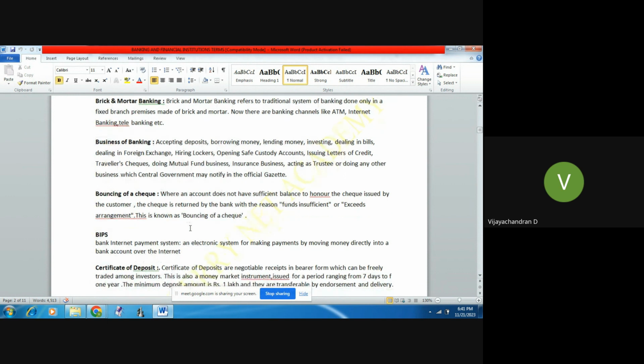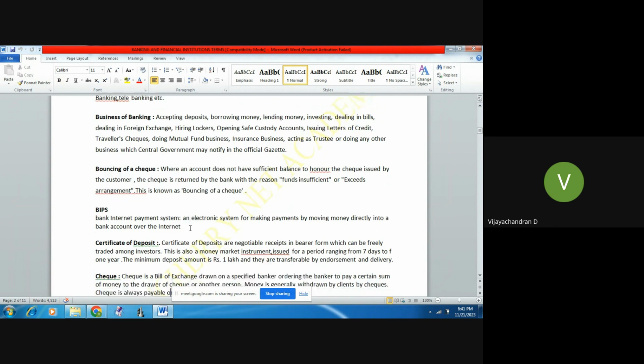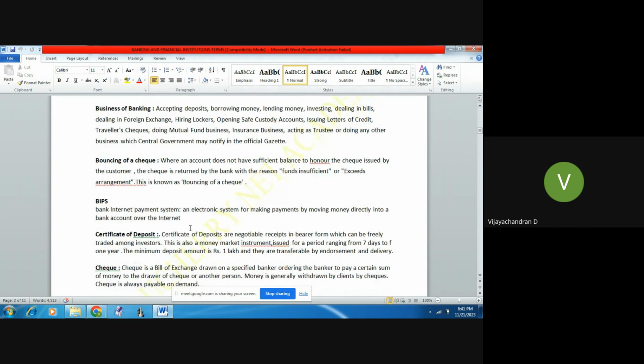As you know, bouncing of check. So what is bouncing of check? Suppose you are issuing a check without any adequate balance in your account. Suppose you have 10,000 in your account credit balance, and you issue a check of 15,000, the check will be bounced, exceeding the credit limit.